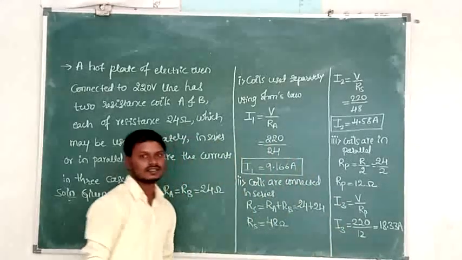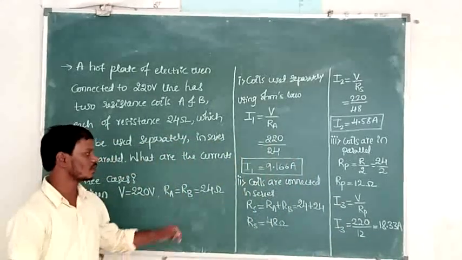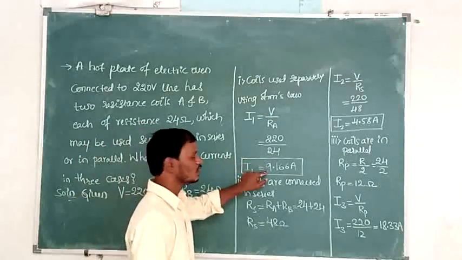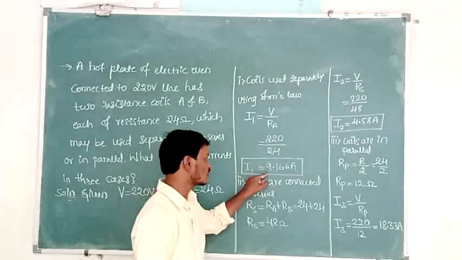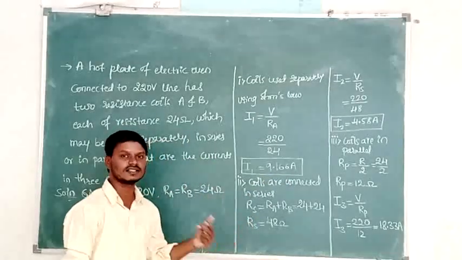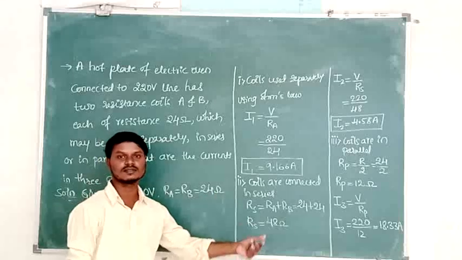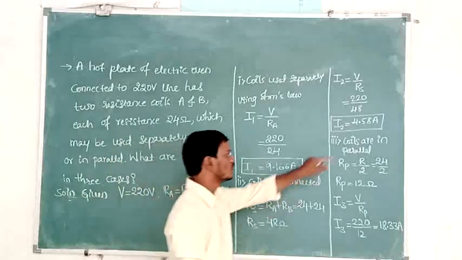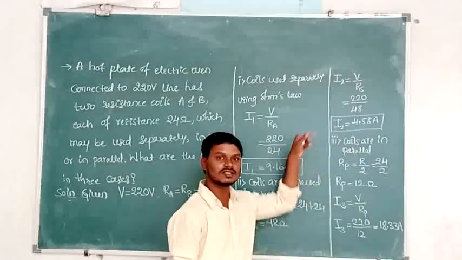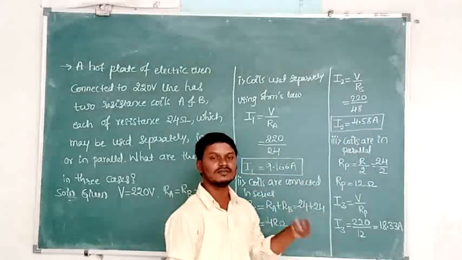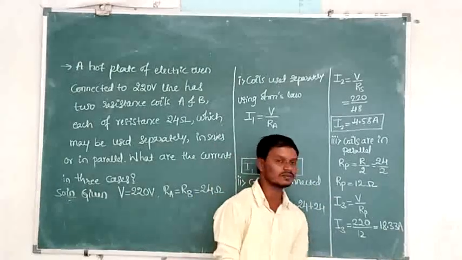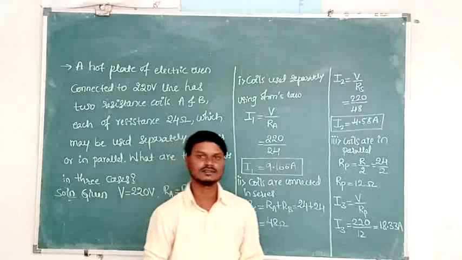Okay. Next, see here, when they are used separately, the current in each coil is 9.166 ampere. When they are connected in series, their effective resistance increases but current decreases. The current is now 4.58. If the coils are connected in parallel, effective resistance decreases but current increases. That current is 18.33 ampere.